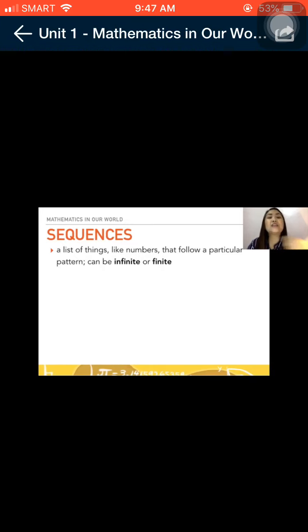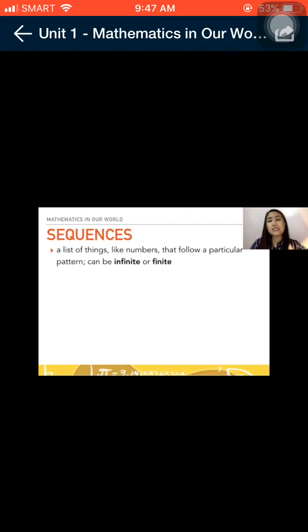It says a list of things. So it says things. It can be numbers, but it can also be letters. A, B, C, D, E, F, G. Okay? It can be numbers, it can be pictures, or even objects, or people. So sequences are a list of things. But for it to be a sequence, it should follow a particular pattern. So it can't just be 6, 13, 100, -5. It should follow a particular pattern.